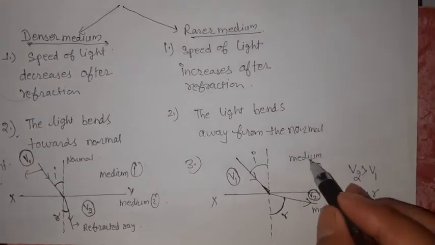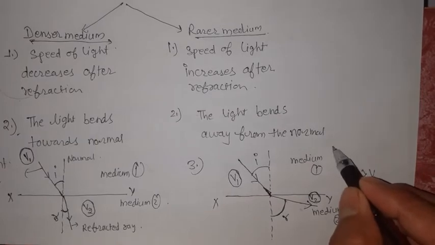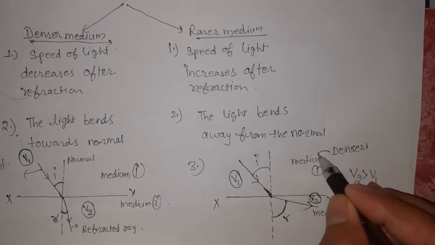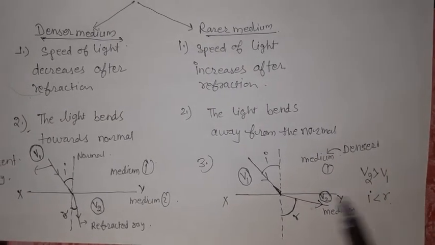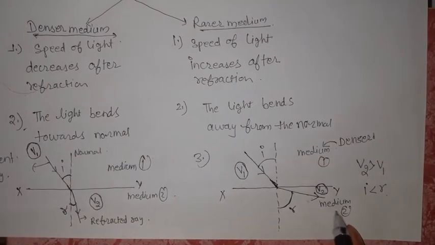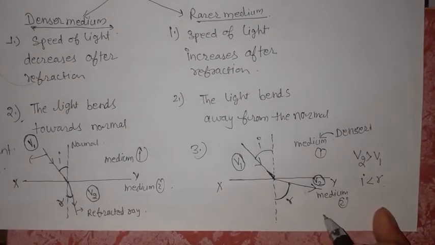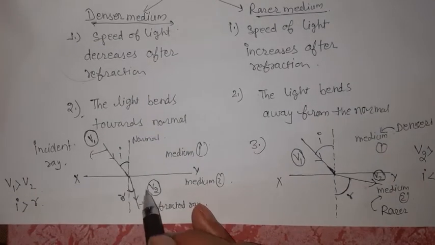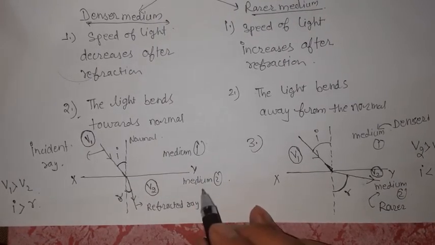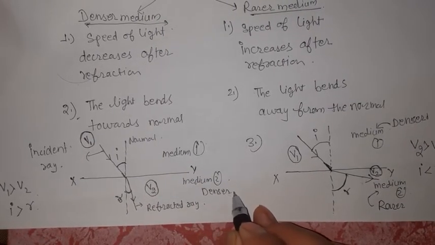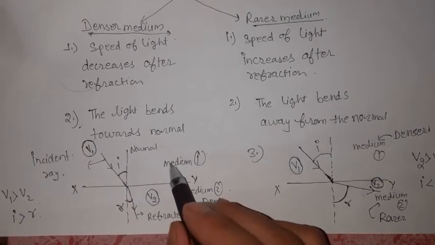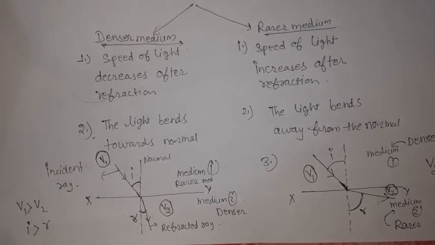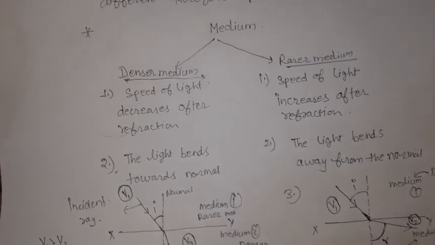Here medium number one is the denser medium. Why is it denser? Because the second medium, in which the light is traveling, is rarer. Similarly over here, the second medium in which the light bent is the denser medium, while the medium from which the light was coming is the rarer medium. Thus we have rarer and denser media.